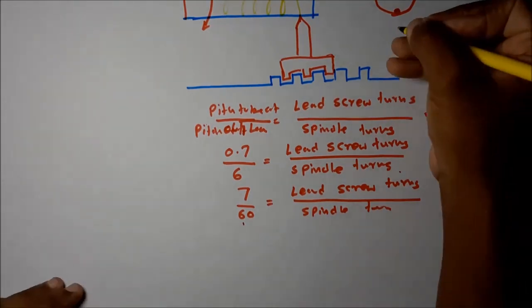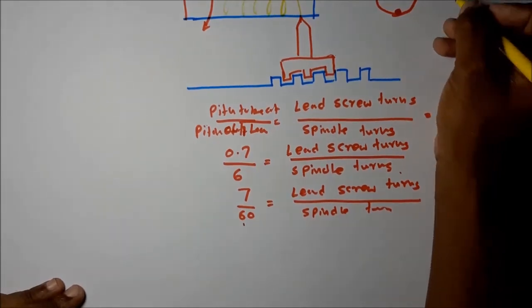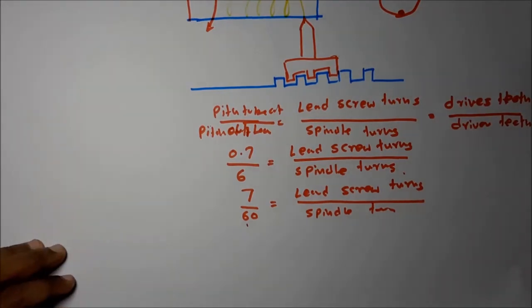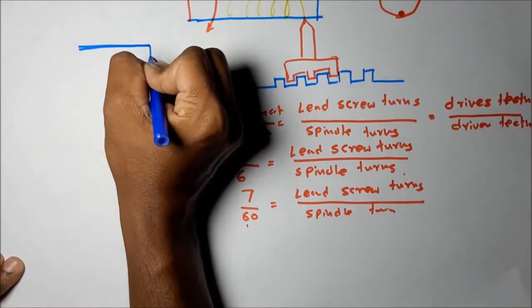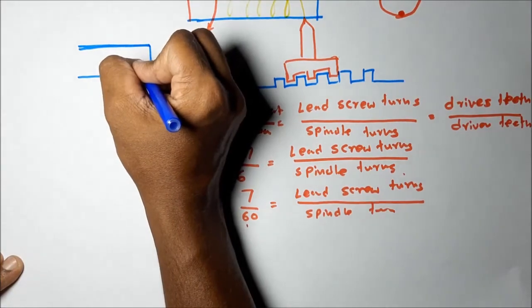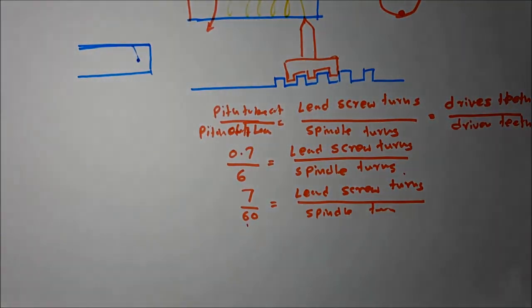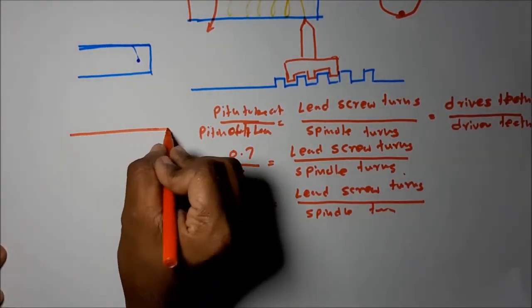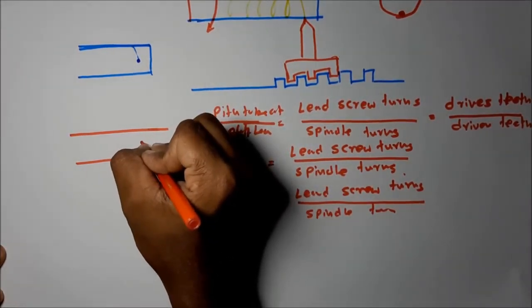Then I'll draw that one in here. I will explain in this manner. Let's take a lathe workpiece. Then let's take this is the starting portion of the thread. At that position, let's take this is the lead screw. This is the half nut engagement position, the starting portion.